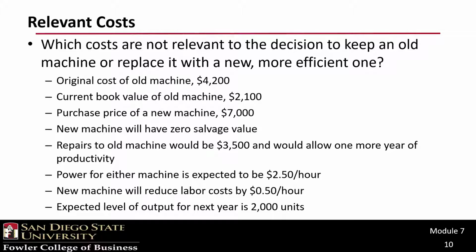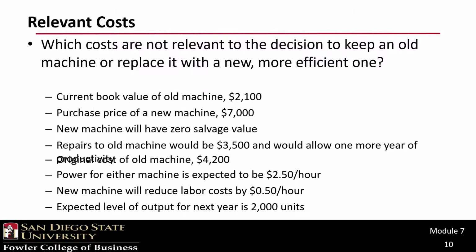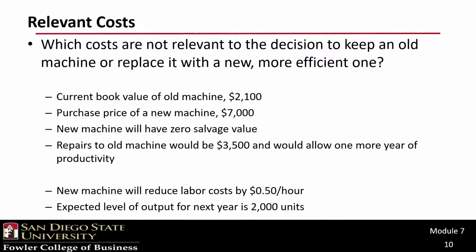The expected level of output for next year is 2,000 units. That's relevant only because it's going to weigh into our labor cost calculation. But in some respects, otherwise, if output was the same, it wouldn't matter. Clearly, if output differed, it would matter for sure. So when we think about this laundry list of items, which ones aren't relevant, it's those two, and everything else is going to have some impact on our decisions.